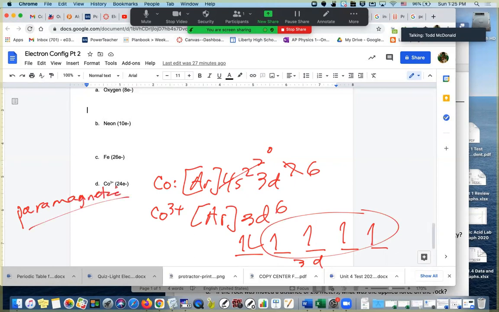So the key thing here is you're looking for, do you have unpaired electrons or not? If you do have some that are unpaired, doesn't matter how many, as long as there's one or more unpaired, you would call it paramagnetic. If all of them are paired up, you would call it diamagnetic. All right.